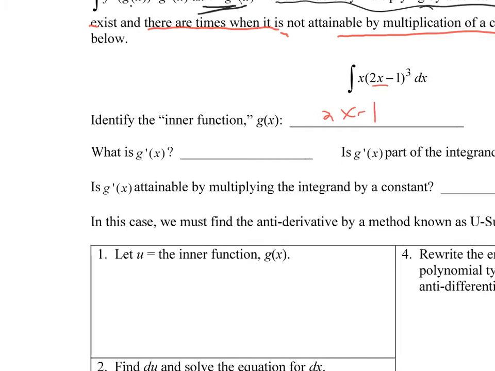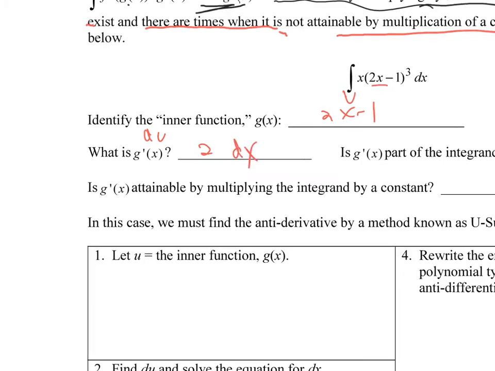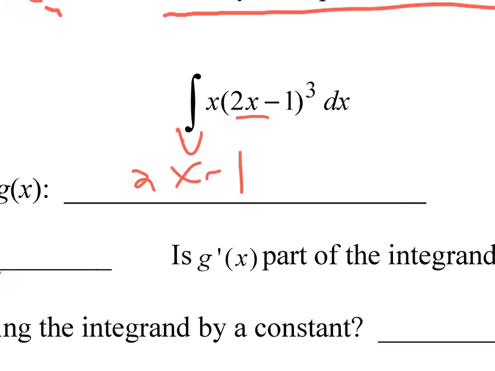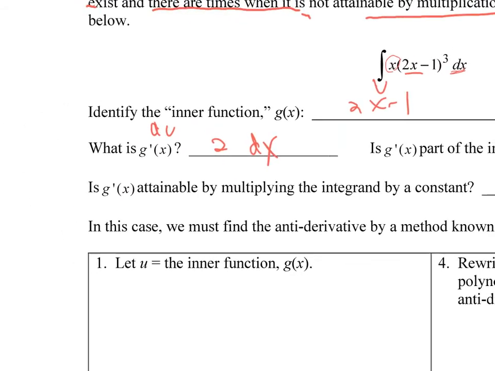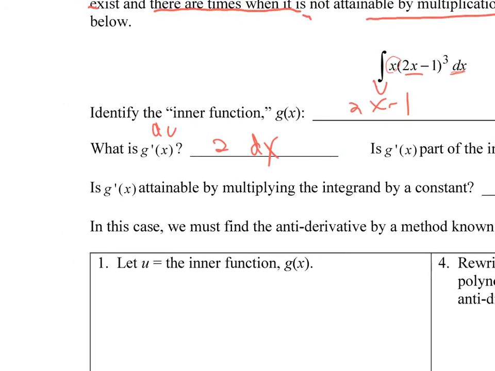So what's the derivative of this? What would I have to have? If this is my u, what's my du? I would need a 2 dx. Well, look up here. I have my dx. That doesn't look like a 2. So guess what? I can't. At this point, I don't have what it takes. Okay, let's see what he says about this.